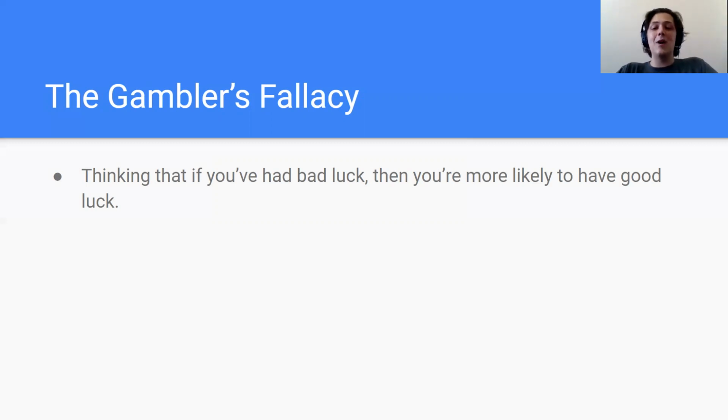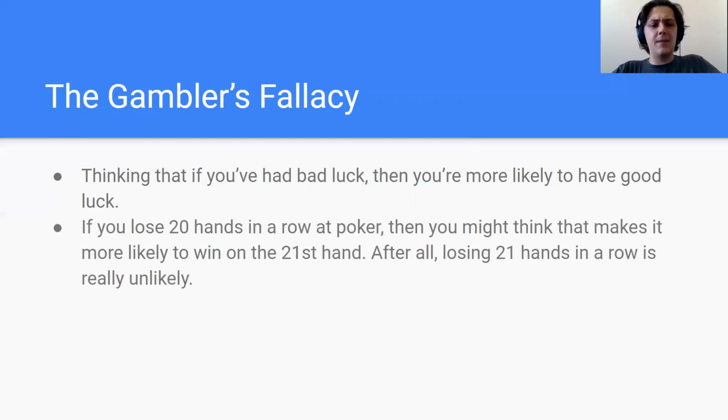I've lost so many times in a row, I can't keep losing. I must be more likely to win this next hand. But that's a mistake. Each hand, statistically, is separate from all the others, assuming you're shuffling the deck in between. So if you lose 20 hands in a row at poker, or say, 20 bets in a row, like maybe you bet on a horse race, maybe a roulette wheel, you might think that you're bound to win at some point. You've lost 20 times in a row, so you're sure to win the next one.